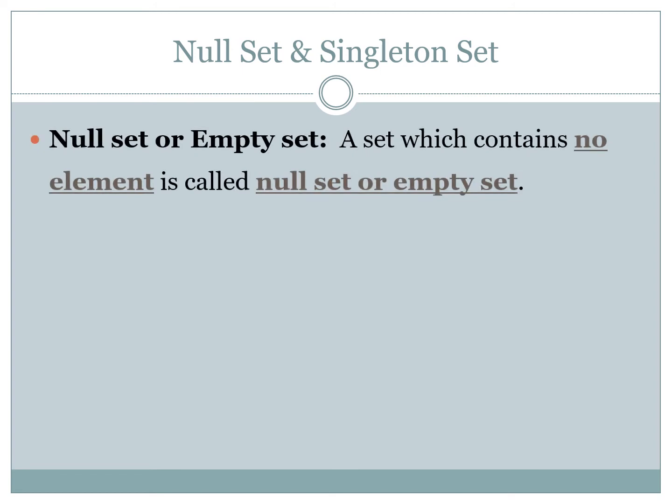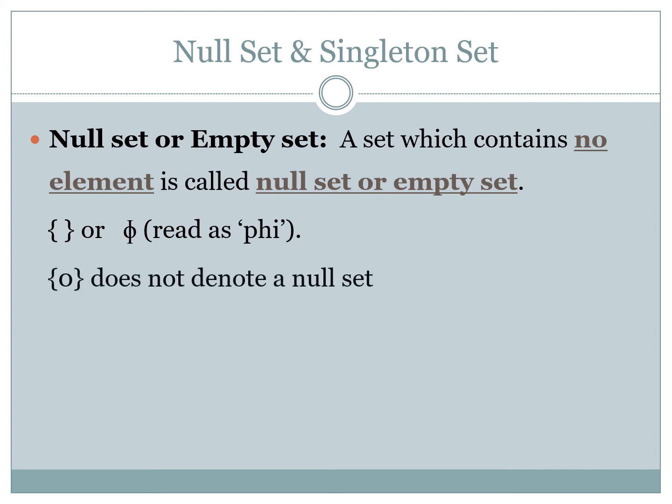Null set and singleton set. A set which contains no elements is called null set or empty set. It is usually denoted by an empty flower bracket or the Greek letter phi. It may be noted that set 0 does not denote a null set because it is a set which contains the element 0. So it is not a null set. A null set is a set which contains no elements.